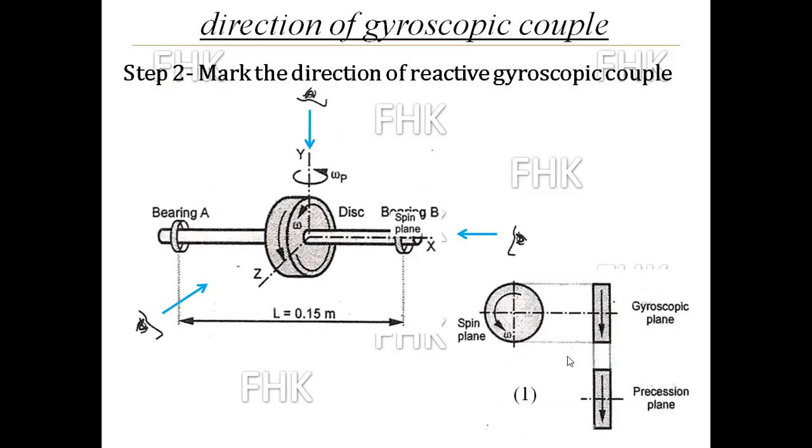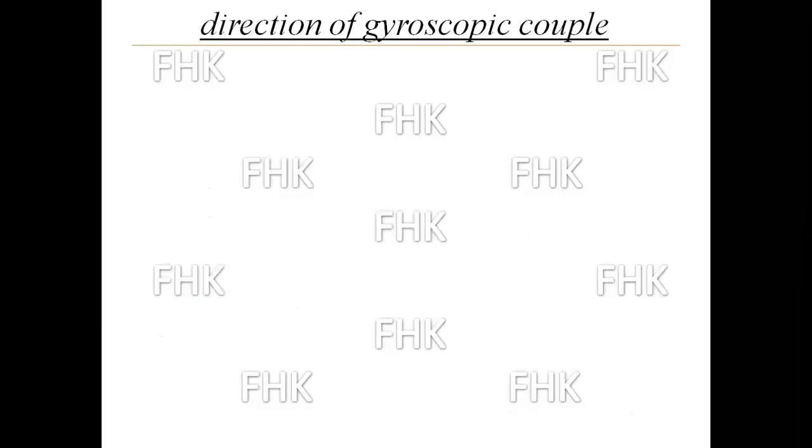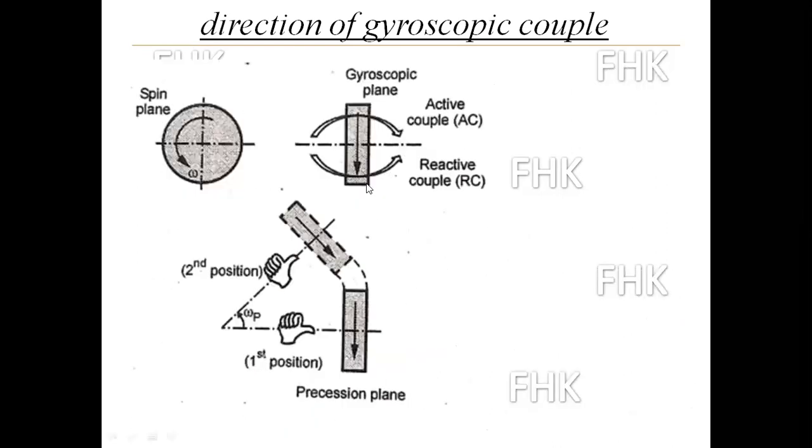So this was our first step, in which we drew the three views of a rotor and showed the direction of rotation as per the problem statement. The second step is to find the first position and second position in the precession plane. This is our precession plane as per the given condition. So this is the direction of the rotor in precession plane.